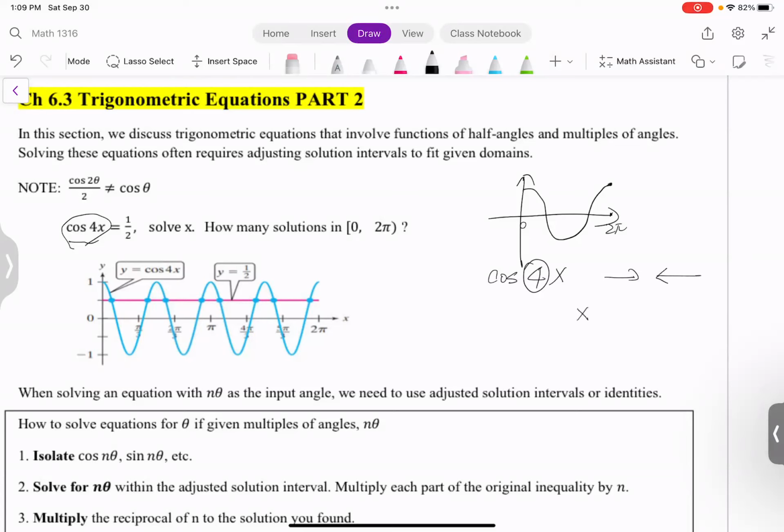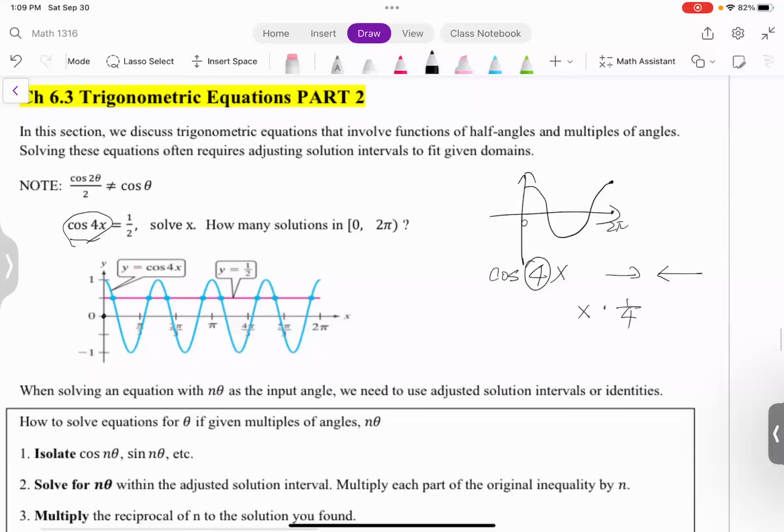So all the x is multiplied by 1 over 4, becoming 1/4. We need to compress our graph horizontally. That means from 0 to 2 pi, I have the graph like this, the blue curve. If I draw a horizontal line, this horizontal line represents y equals 1/2. So this point is 1/2, the output value, y equals 1/2.